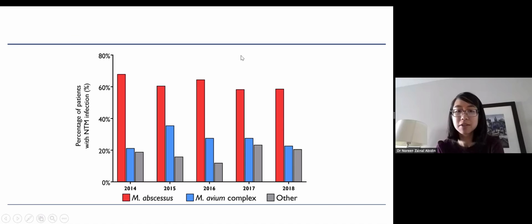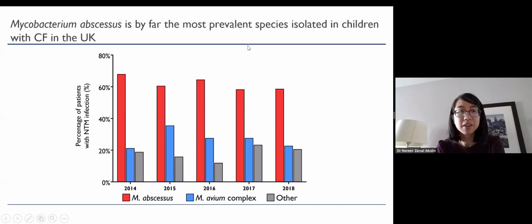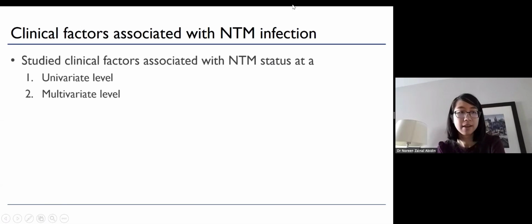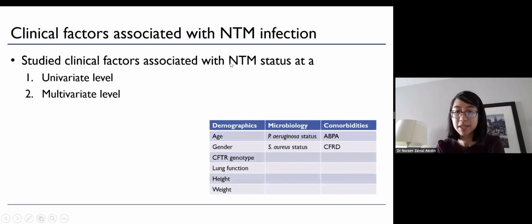And this was in contrast to an average of 30% of cases that had isolated Mycobacterium avium complex. So in conclusion, Mycobacterium abscessus was by far the most prevalent species isolated in this cohort. And lastly, we looked at clinical factors associated with NTM infection. We performed a logistic regression analysis at both univariate and multivariate level, comparing these factors to NTM status.